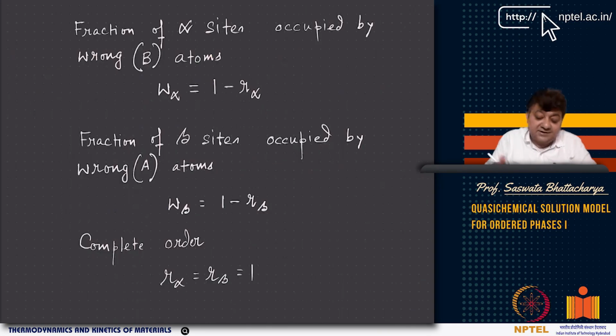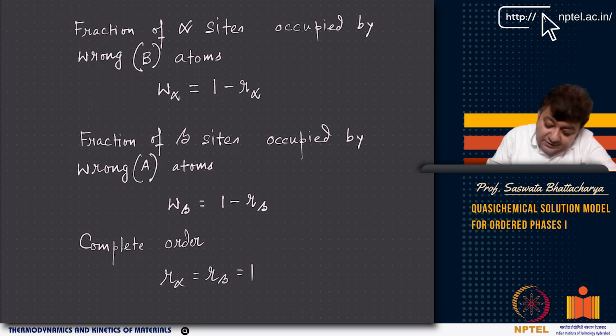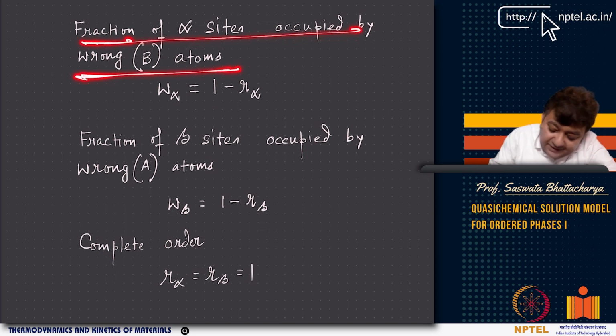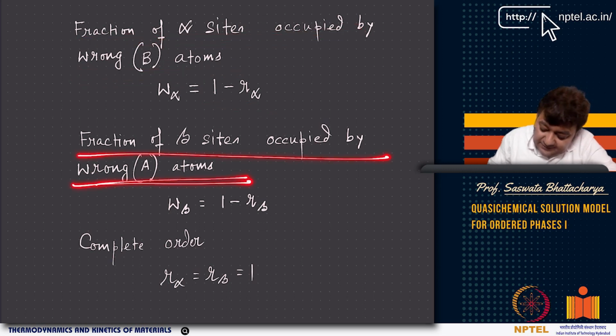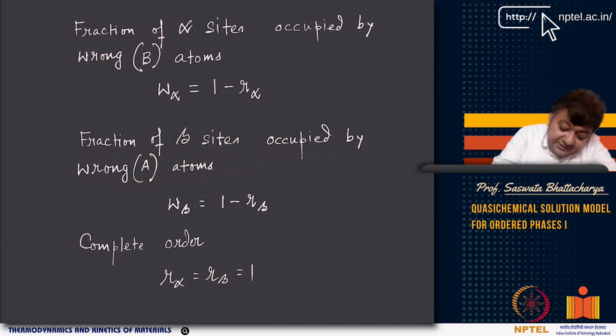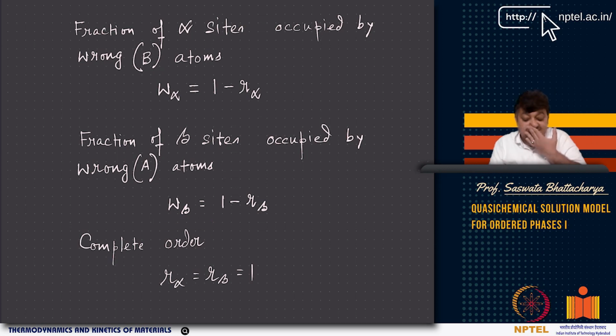Now, if you quickly look at this, the fraction of alpha sites occupied by wrong atoms is 1 minus R alpha, right? That is denoted by W alpha, or 1 minus R alpha. So the fraction of alpha sites occupied by wrong atoms, or B atoms, is 1 minus R alpha. Similarly, the fraction of beta sites occupied by wrong atoms, or A atoms, is 1 minus R beta. This is very, very important. W alpha is the fraction of alpha sites occupied by B atoms. W beta is the fraction of beta sites occupied by A atoms, right? Beta sites occupied by A atoms.